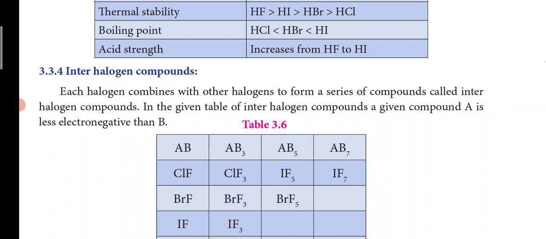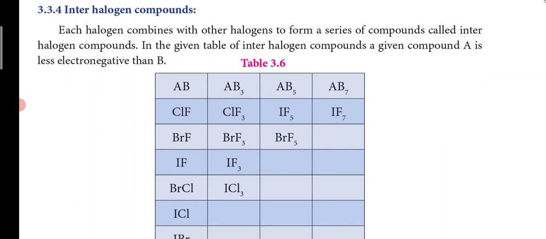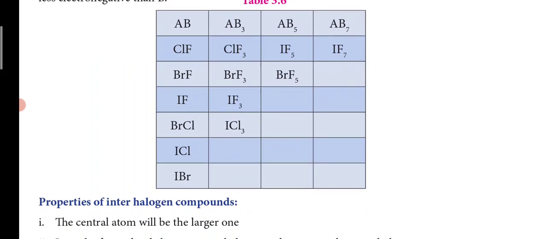And moving on to the next topic, interhalogen compounds. Interhalogen, we have two terms, inter and intra. Inter means between different types, intra means within the same type. So inter means within the halogen family itself, a halogen will combine with another halogen to form an interhalogen compound. So if you can see in the table, chlorine and fluorine have joined together, bromine and fluorine, iodine and fluorine, all of these they have given.